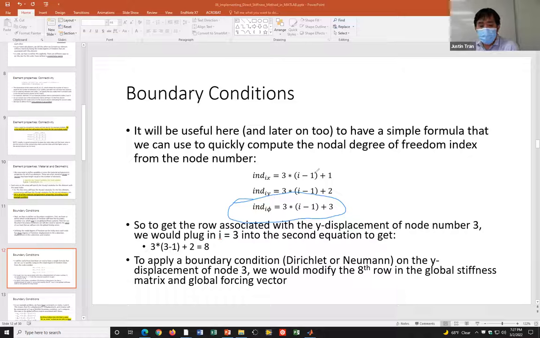Here I is the node number. For the example, for node 3, we plug in I equal to 3. We have 3 minus 1, which is 2. We multiply that by 3, so that's 6, and then we add 3 to that, so that's 9. So if we supply a boundary condition on the rotational component of node 3, that would be in the 9th row in the matrix.